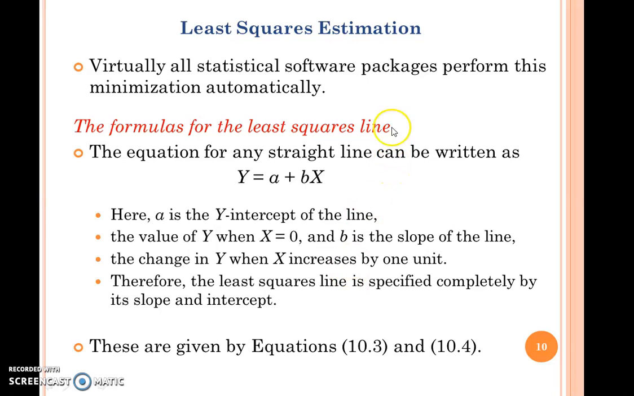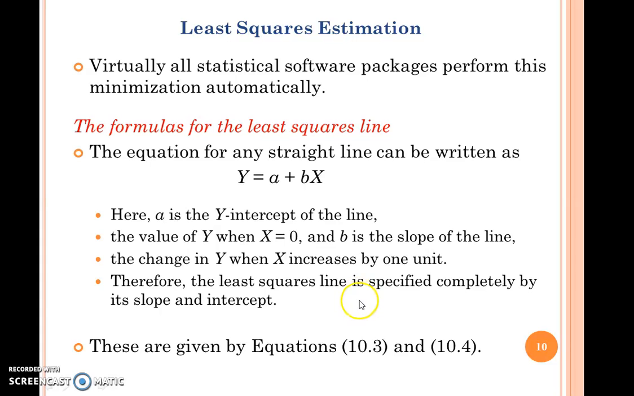So here you can see the statistical software package will perform everything automatically with respect to minimization. The formula for the least square line is y equals a plus bx. Here a is the y-intercept of the line, the value of y when x equals 0, and b is the slope of the line, the change in y when x increases by 1 unit. Therefore the least square line is specified completely by its slope and intercept.